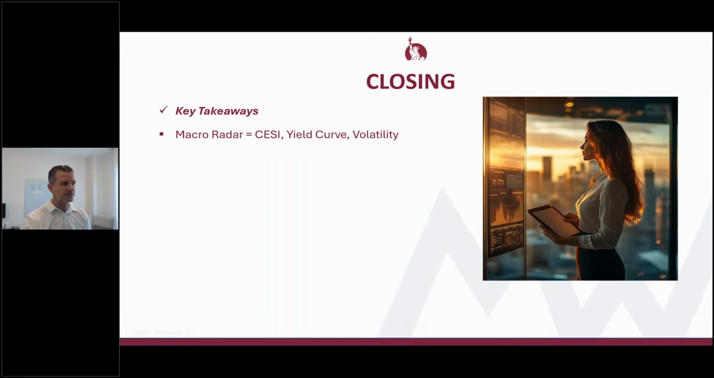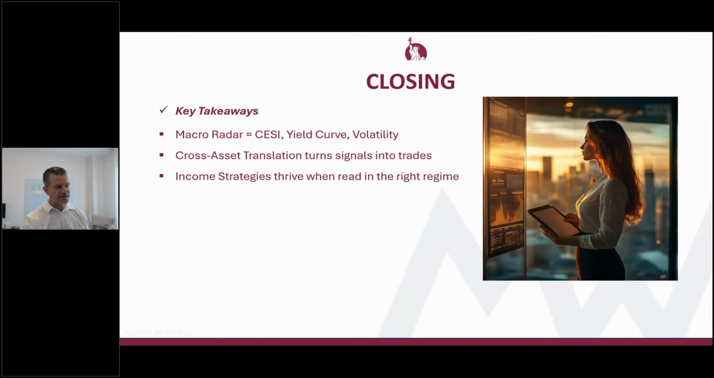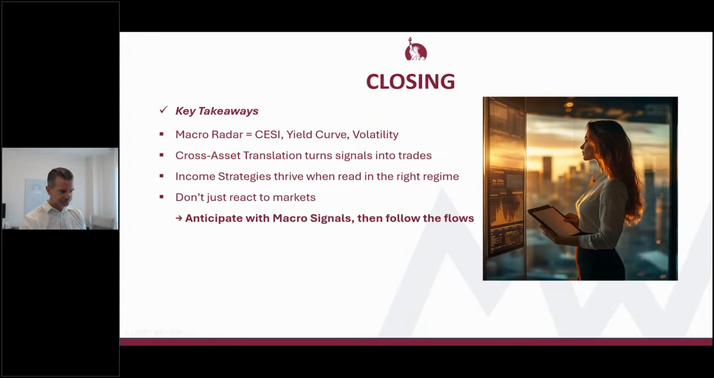So the key takeaways for us today: MetaStock Workspace gives us tools like CZ, yield curves, volatility, news, endless information. When we have the cross-asset translation that can turn into our signals, we can take high conviction trades, and some of our trades will generate income until they even manifest. And don't just react to the markets. Anticipate which macro signal is hitting, and then follow the flow.